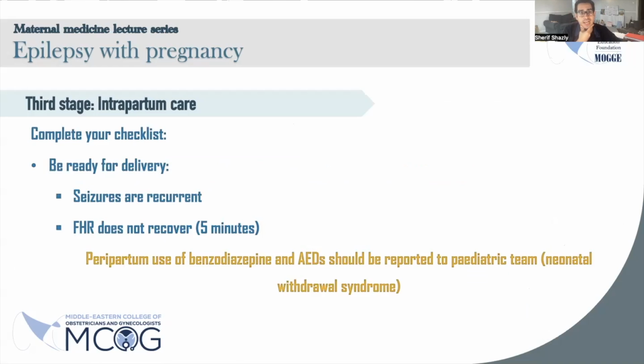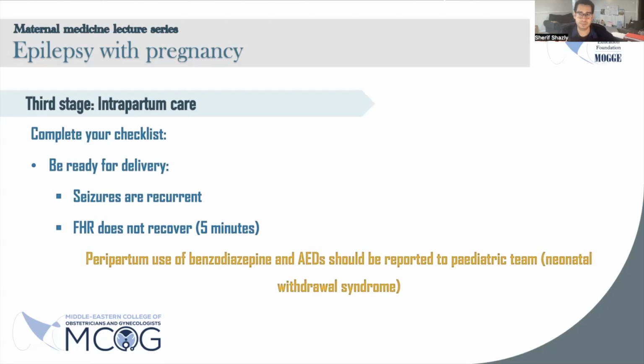So it's important to highlight this. If the patients are actually having recurrent seizures, these are the indications when you have to deliver the patient and change the plan. I think that's very intuitive. If the patient is having recurrent seizures in labor and she's not even close to delivery, then you may have to go for a C-section.